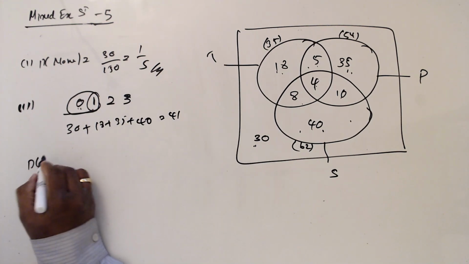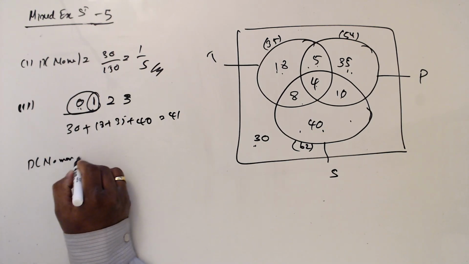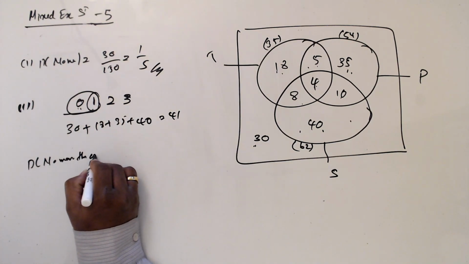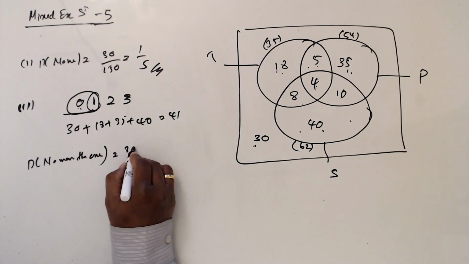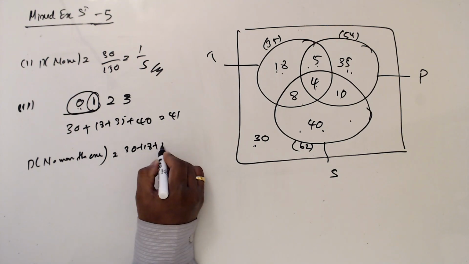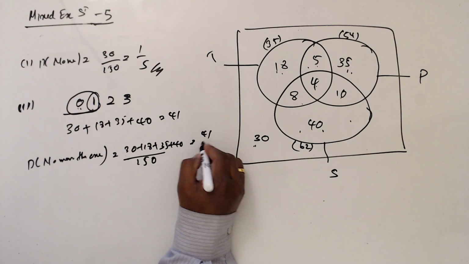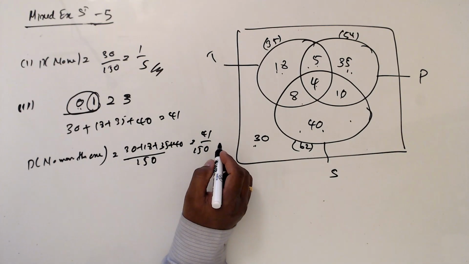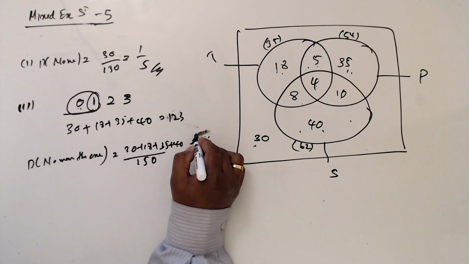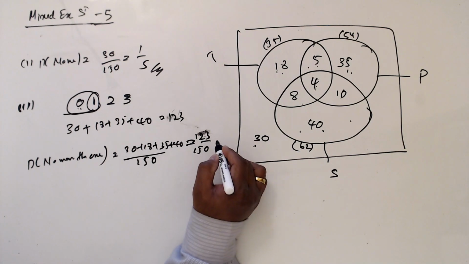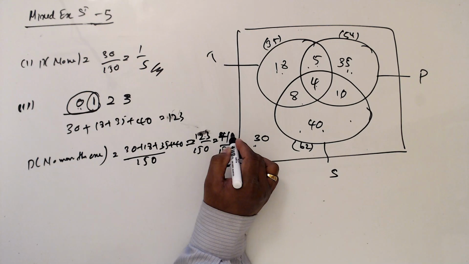So probability of no more than 1. So that is 30 plus 18 plus 35 plus 40 out of 150. That is 41 out of 100 and that is 1, 2, 3. So 1, 2, 3 out of 150. That is 41 out of 150.